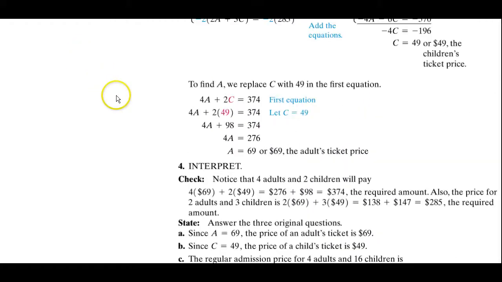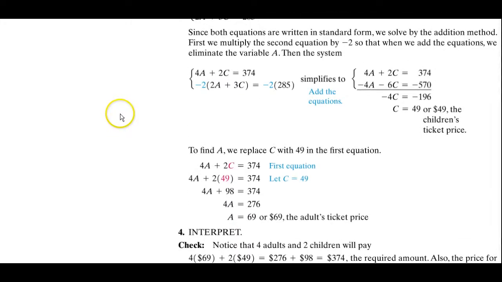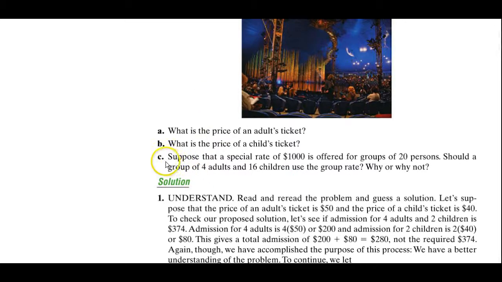Okay? Now did we forget something here? I don't think so. Let's go back and look. Yes, there was letter C. We identified the adult ticket, the child's ticket, but then suppose that a special rate of $1,000 is offered for a group of 20 persons. Should a group of 4 adults and 16 children use this group rate? Why or why not?